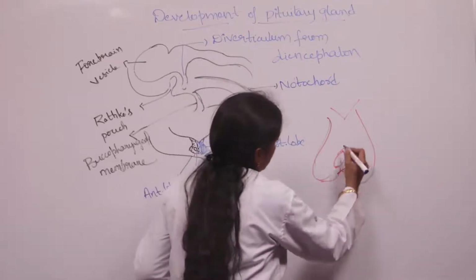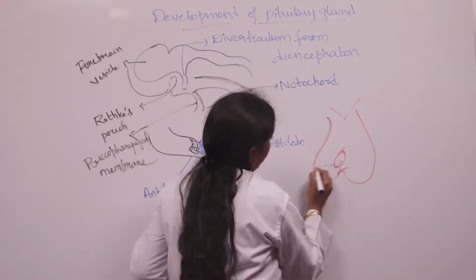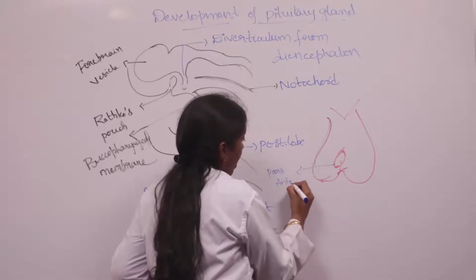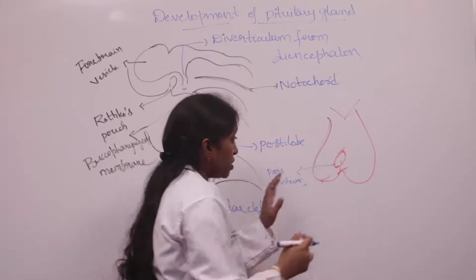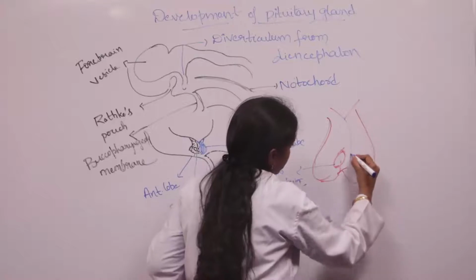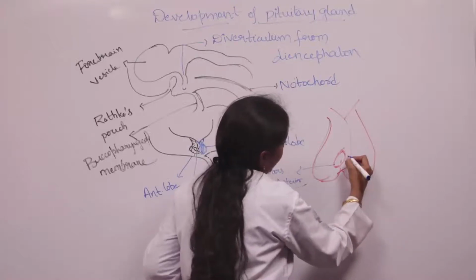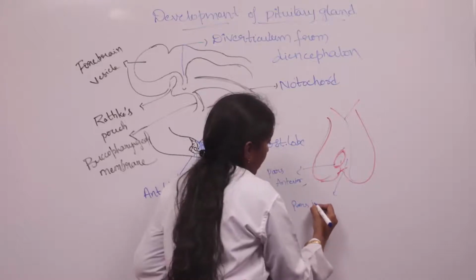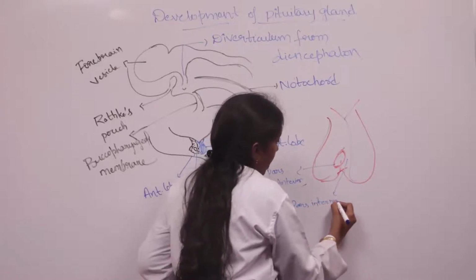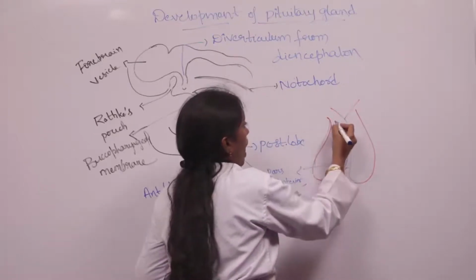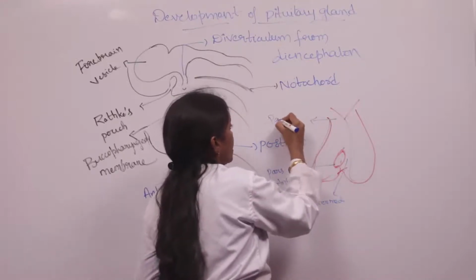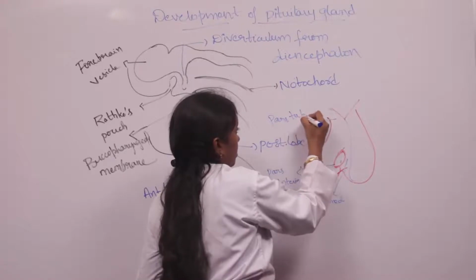So the part which is present in front of the intraglandular cleft, we call it as pars anterior, and the part which is present just behind the intraglandular cleft, we call it as pars intermedia. And the part which extends above through the infundibulum or stalk of the pituitary, we call it as pars tuberalis.